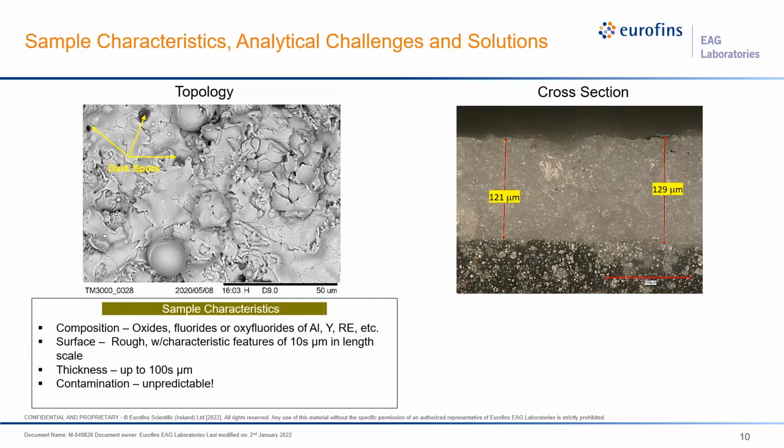You can also see the surface is very rough because they are generally made by a spray plasma process, where molten liquid droplets rapidly solidify on the substrate and give those features, which are tens of microns in length scale, with thickness up to hundreds of microns. Because of this process, whether from the raw material, the processing equipment, or the processing conditions, the contamination is unpredictable.